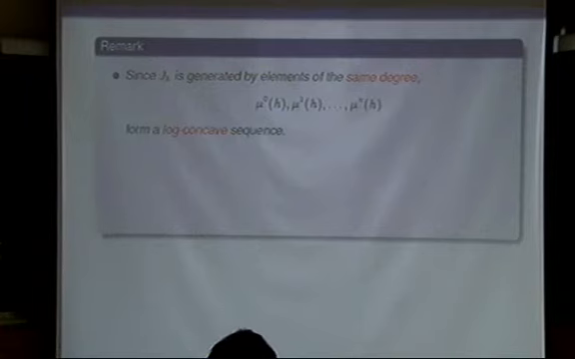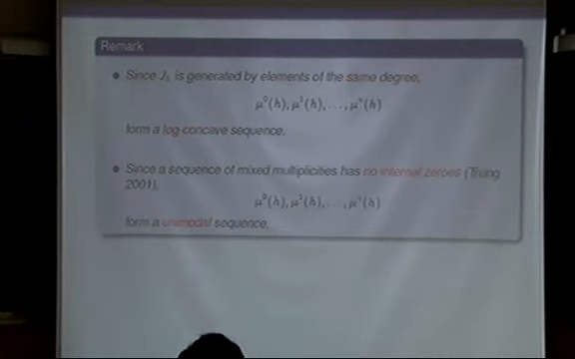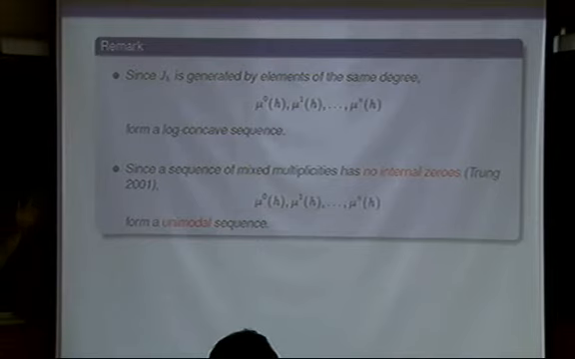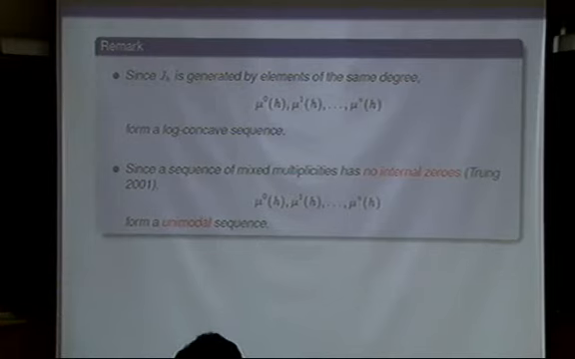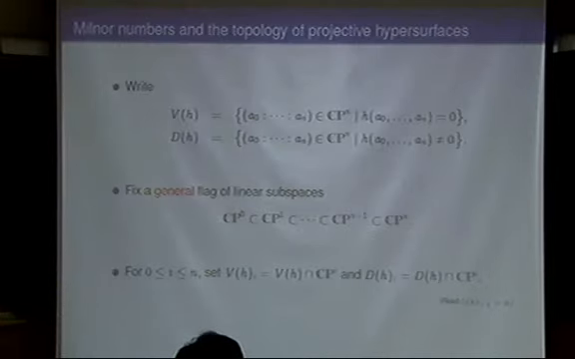If you believe me, since the Jacobian ideal of a homogeneous polynomial is always generated by elements of the same degree, these mu_i's, the Milnor numbers, form a log-concave sequence, no matter what H is. And it is well known that such a sequence of mixed multiplicities in general has no internal zeros. So log-concavity implies unimodality, which means that it first increases and then decreases.